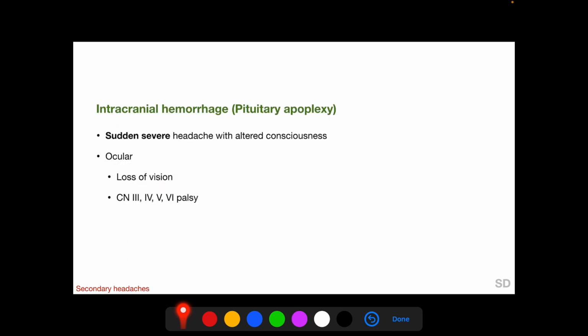Intracranial hemorrhage, such as in pituitary apoplexy, causes sudden severe headache with altered consciousness. Ocular findings may be loss of vision and palsy of the 3rd, 4th, 5th, and 6th cranial nerves. Pituitary apoplexy is a sudden onset hemorrhage or necrosis in a tumor within the pituitary gland.